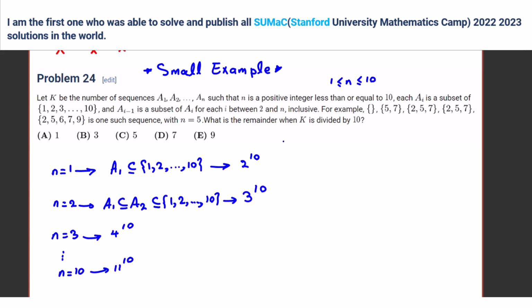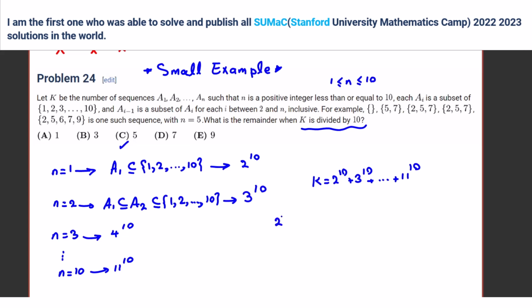And it says find k, so k is what? The sum of them, right? 2 to the 10 plus 3 to the 10, all the way to 11 to the 10. It says the one's digit of k is what? So calculate the one's digit of k. Is it 5? I got 5. Okay, let's check. I think it was 5.